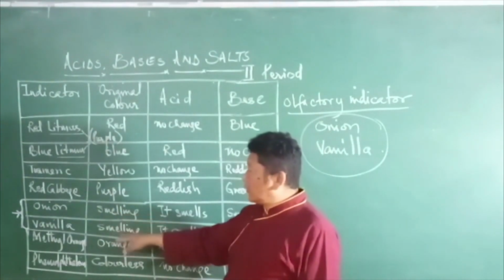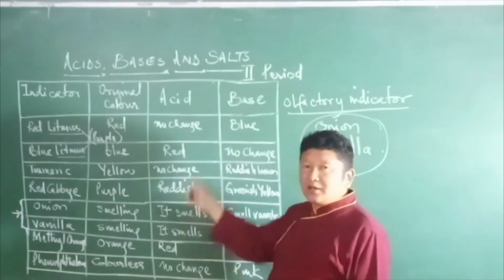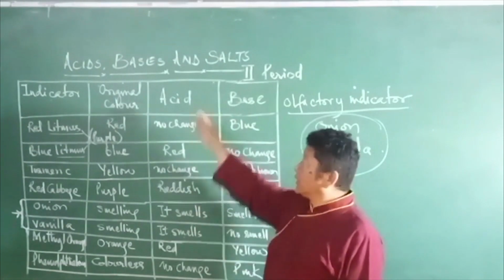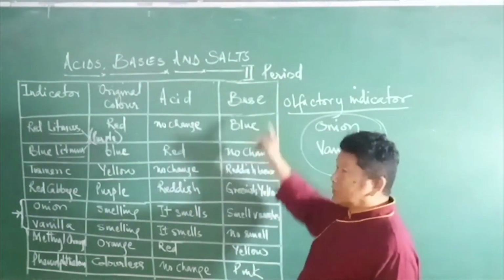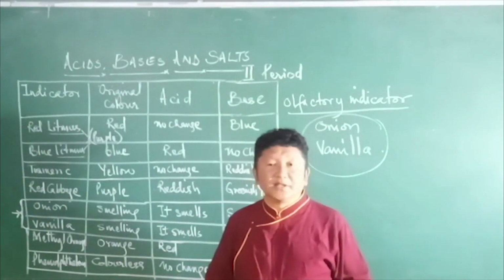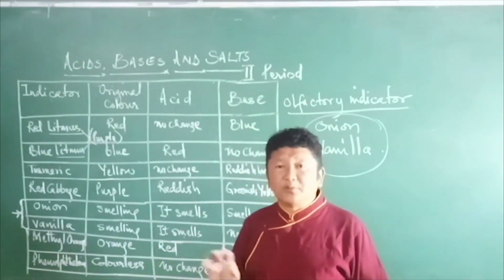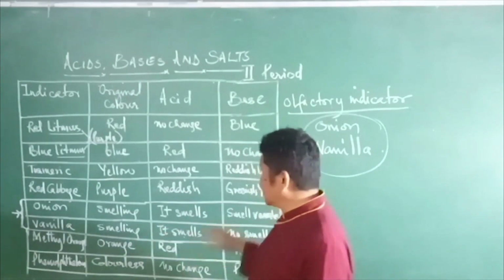Regarding this onion and vanilla, they are olfactory indicators. The smell of onion or the smell of vanilla, they give it when they come in contact with acid. But when they come in contact with base, the smell vanishes completely. It does not smell. So from there we can understand that these kinds of substances contain base.